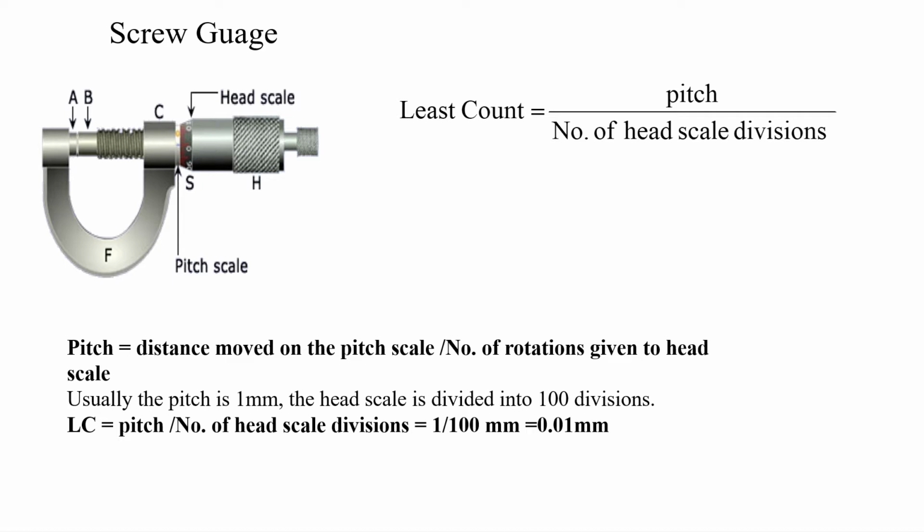Now, how do you find the pitch? Pitch is nothing but the distance moved on the pitch scale divided by the total number of rotations given to the head scale. Usually, the pitch of the instrument is 1 mm, because if you apply one complete rotation, there is a movement of 1 mm on the pitch scale, or if you apply 5 complete rotations, there is a movement of 5 mm. So normally the pitch of an instrument is 1 mm. The least count is pitch divided by the total number of head scale divisions, so 1 divided by 100, which is 0.01 mm. This is related to least count.